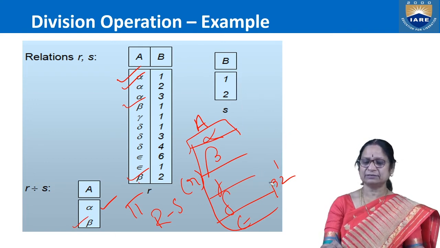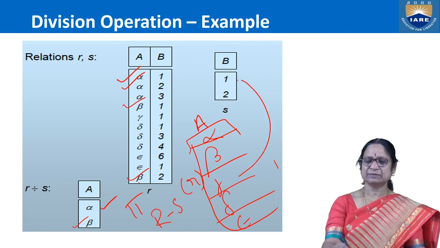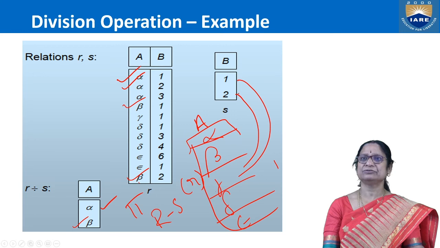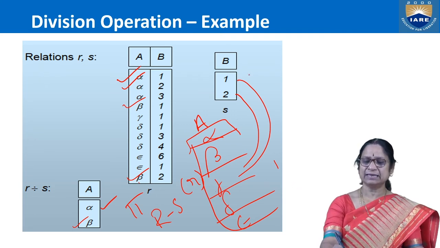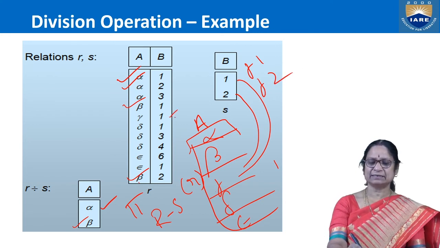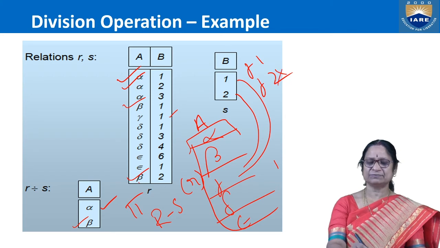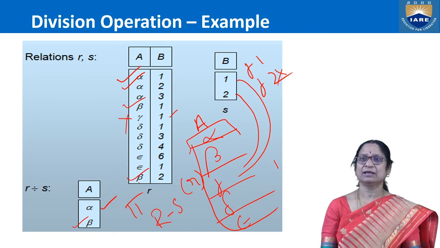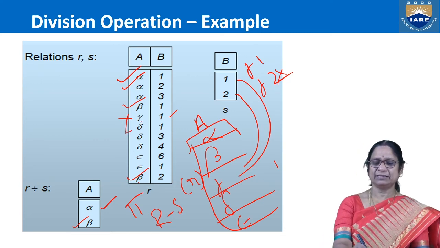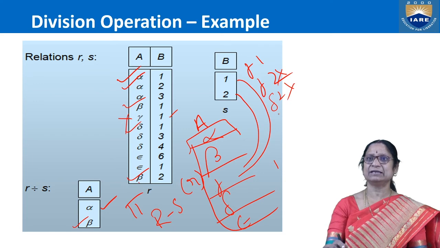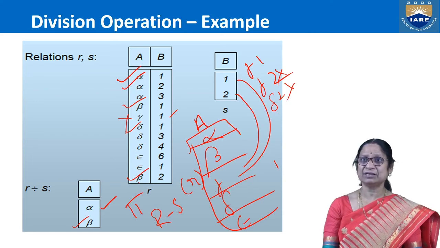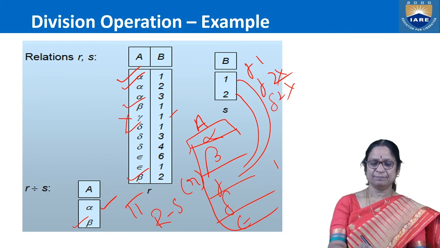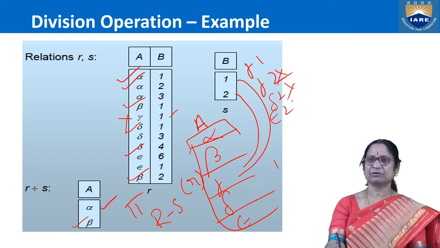Okay. So what is the third one? The third one is gamma. I am supposed to again map with each of the tuples. So I'll get gamma 1, gamma 2. Gamma 1 exists, but gamma 2 is not there. So that's why this is not listed. Division is for all, no? Similarly, delta. Delta 1, delta 2. Delta 1 is there, but delta 2 is not there. So delta was also not listed. Epsilon 1, epsilon 2. Epsilon 1 is there, but epsilon 2 is not there. Again, we are not displaying epsilon.